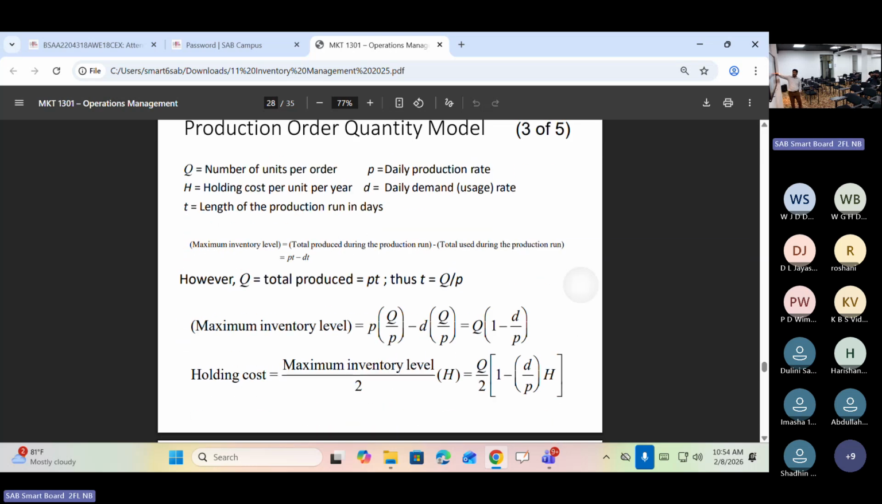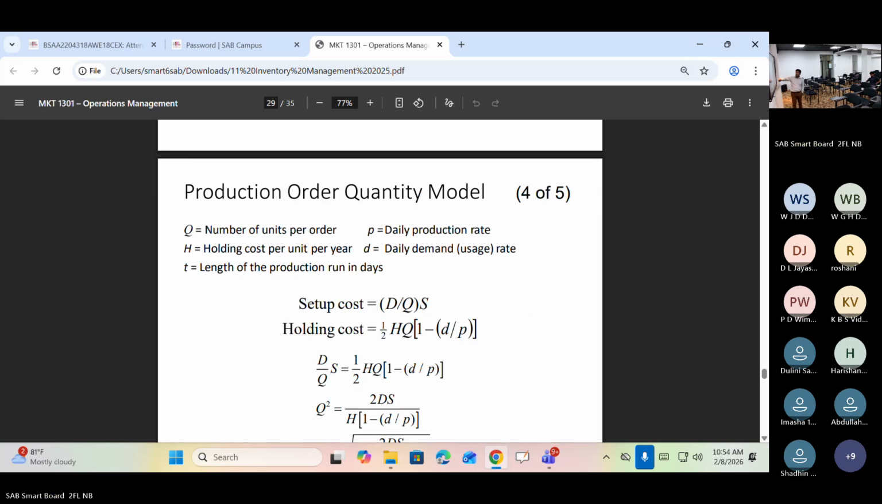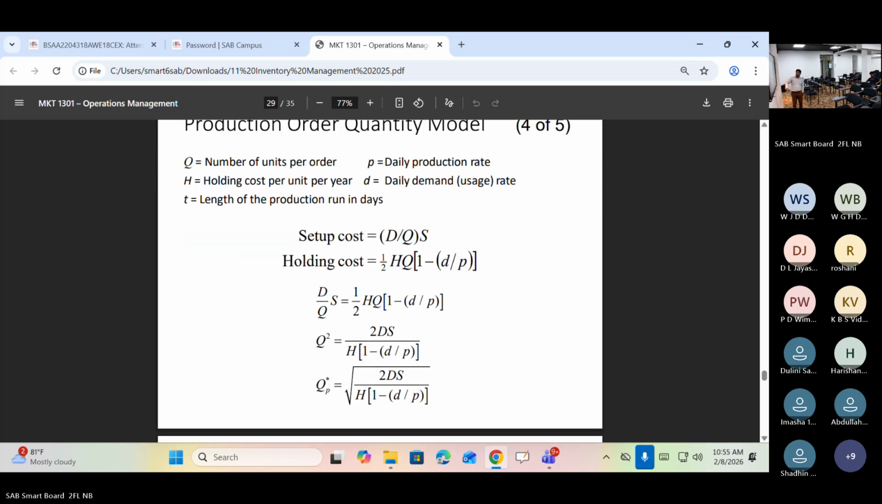So how to calculate the holding cost? That is using this equation. Don't worry much about them. If you know the equation, you can substitute and get the values. The equation for calculating EBQ is slightly different from the EOQ calculation. The equation is mentioned in slide number 29.